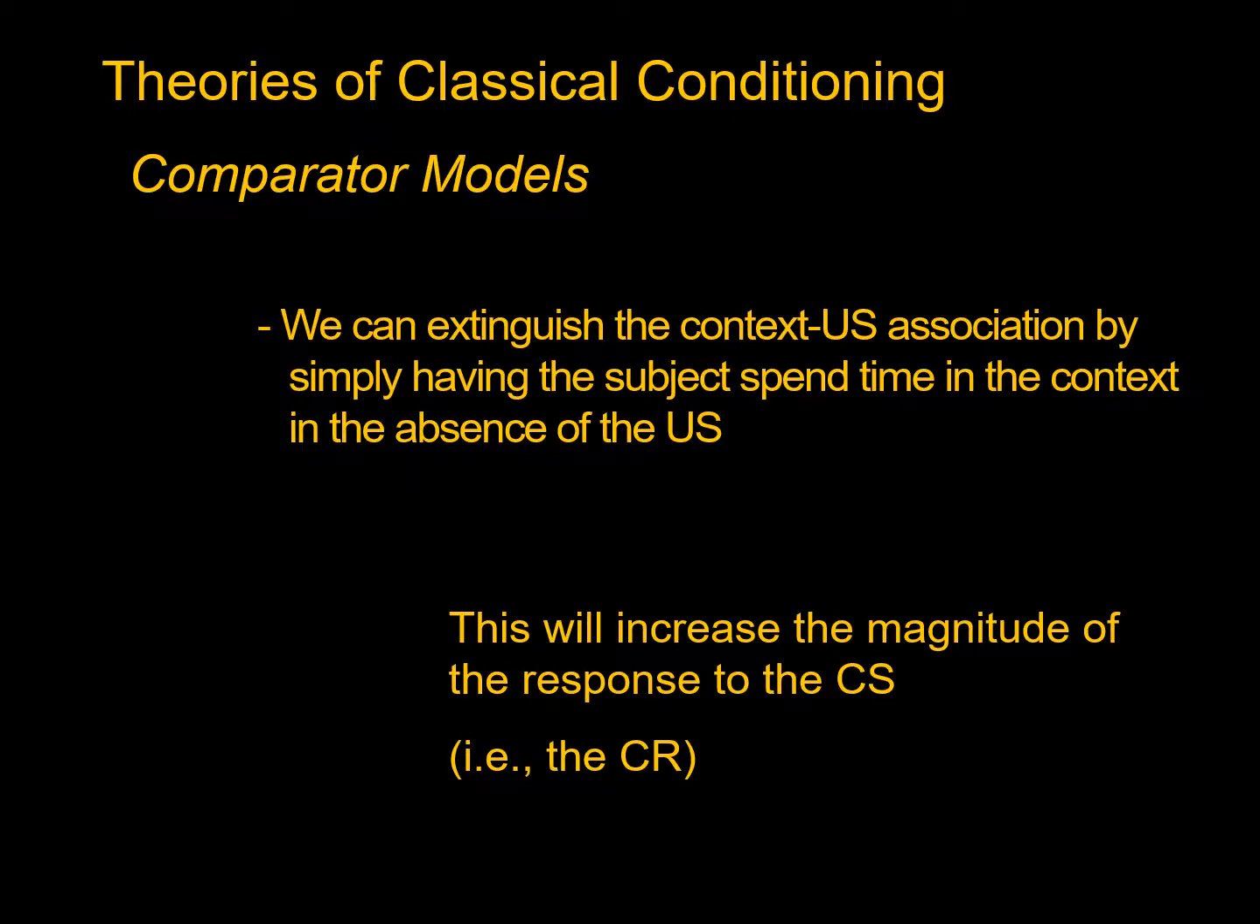Now, even though after your initial training, let's just say for the sake of argument that the CS and the context were both equally good predictors of the shock. I'm not saying how good a predictor either of them was. I'm just saying they were equally good. Well, now, if we extinguish the context-US association, the context is becoming a worse predictor. So we're degrading the value of the context as a predictor of shocks.